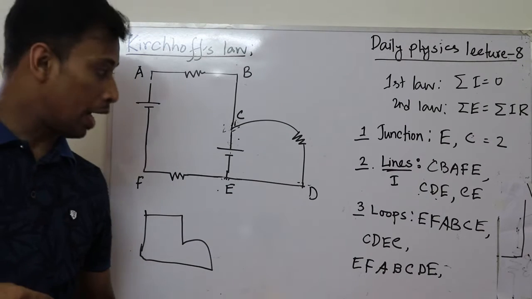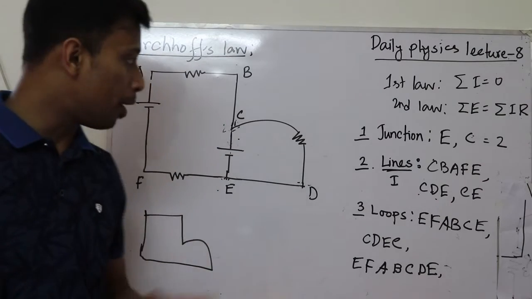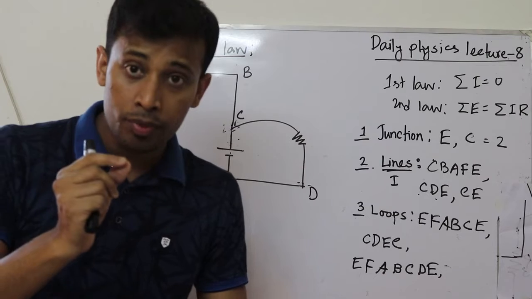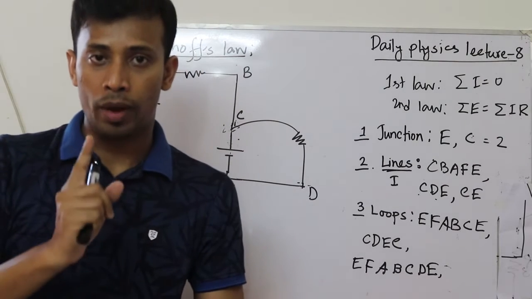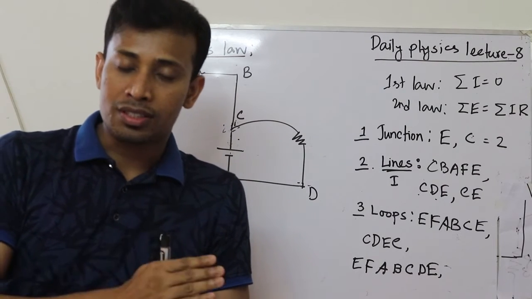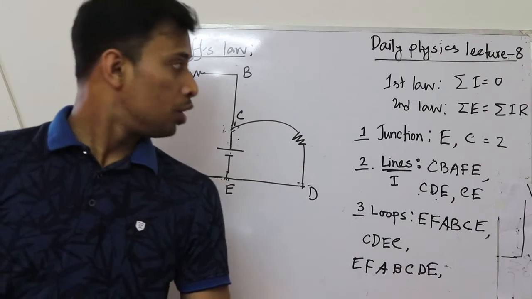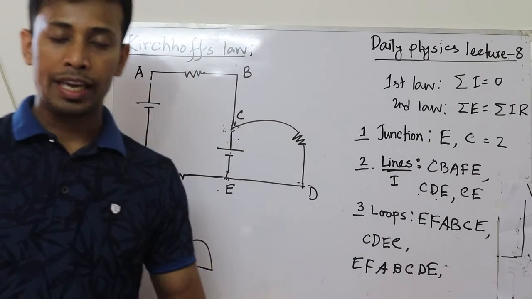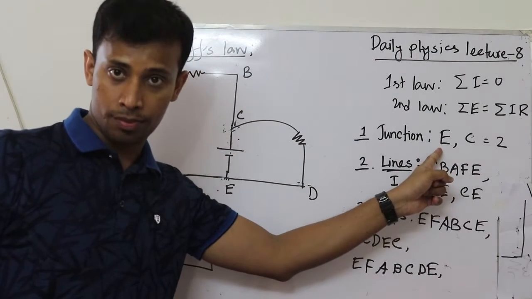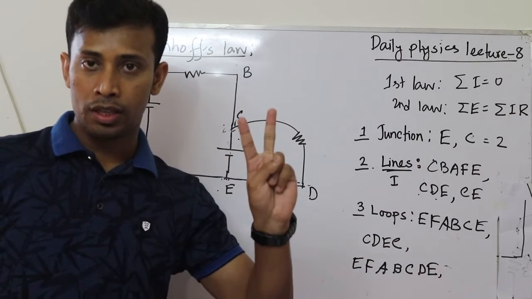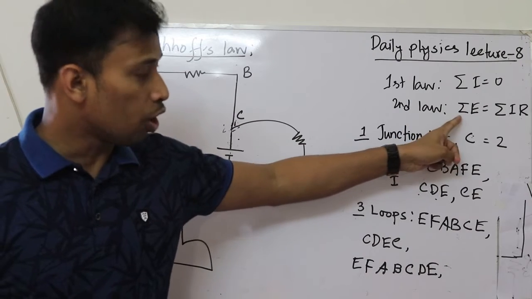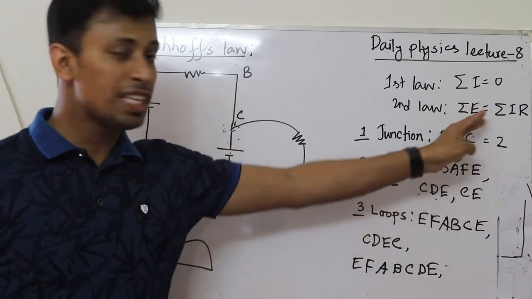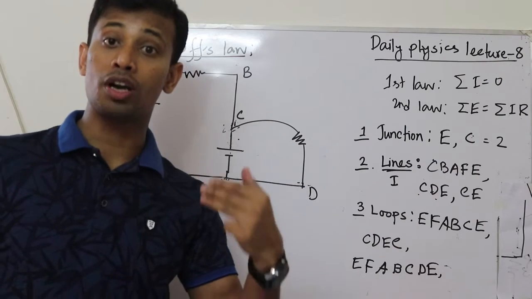Okay, so now I hope you have got the idea about the junction, line and loop. This is very important. Another thing: Kirchhoff's first law, which is also known as the junction law, is applicable only for junctions. The second law, summation of E equals summation of IR, is called the loop law, and it can be applied only to loops.